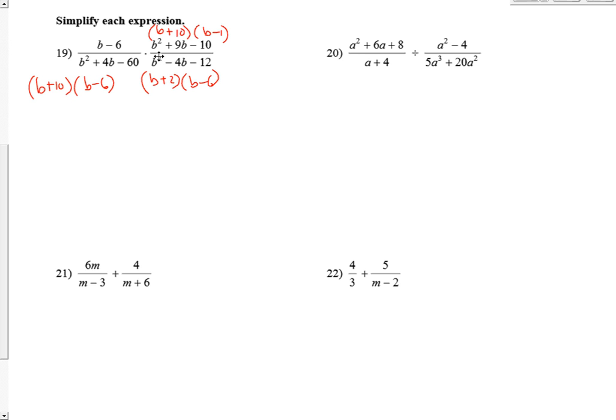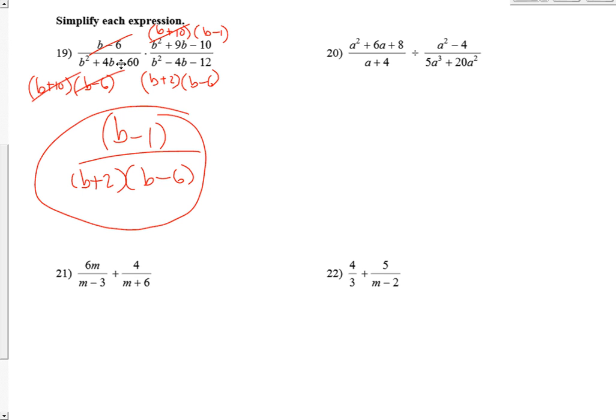All right, now that I have all these factored, now I'm looking to cancel out common factors. b plus 10 cancels out with b plus 10. b minus 6 can cancel out with b minus 6. And there's nothing else to cancel out here. So I get b minus 1 in the numerator. And in the denominator, I get b plus 2 times b minus 6. I do not need to multiply those together to show the ultimate outcome. This is good. We've simplified that expression.